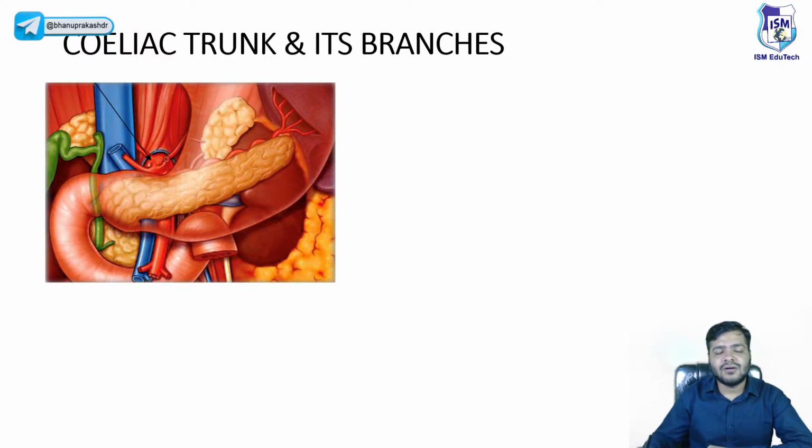Welcome to the session on the blood supply of the gut. Yesterday, I discussed the abdominal aorta, and today I will be discussing the visceral branches of the abdominal aorta, basically the branches which are supplying the organs of the abdominal cavity. The very first thing that I'm going to discuss is the celiac trunk and its branches.